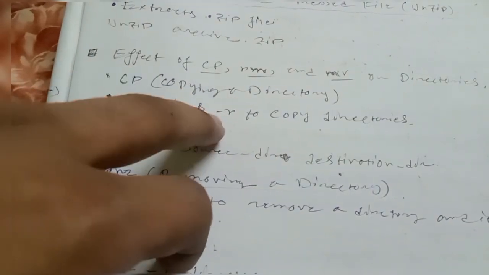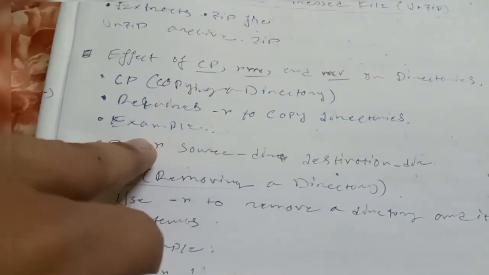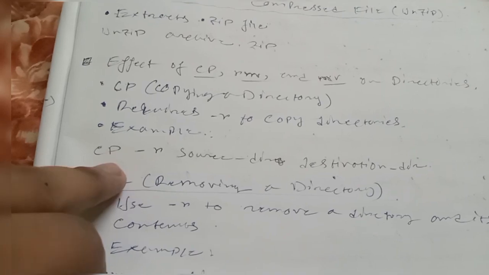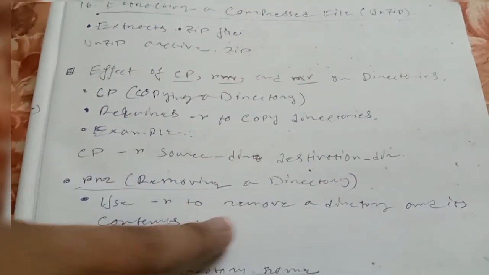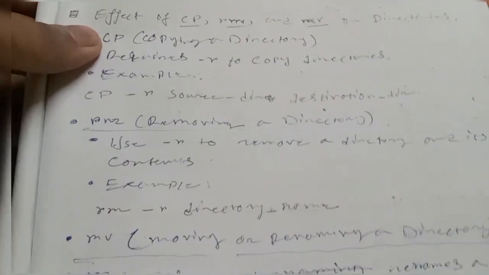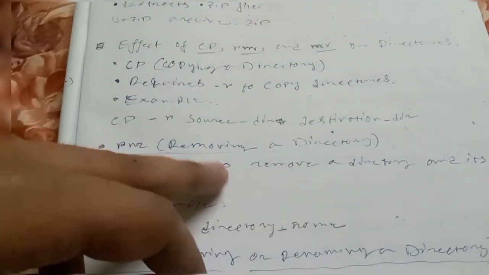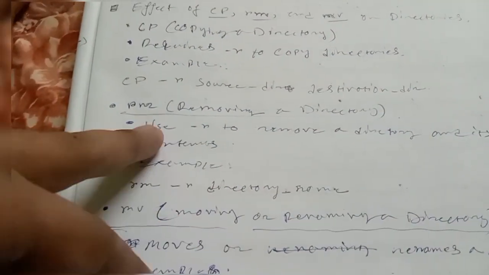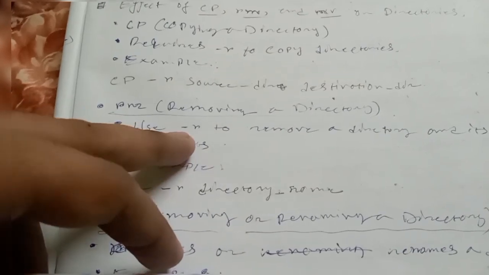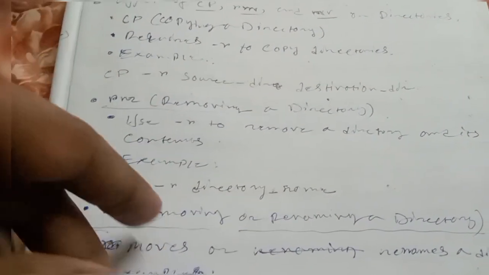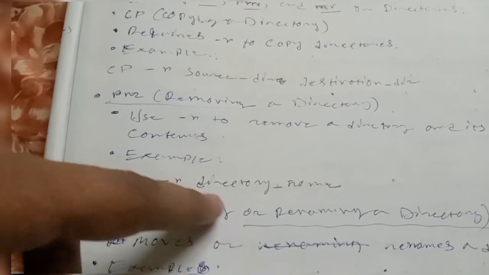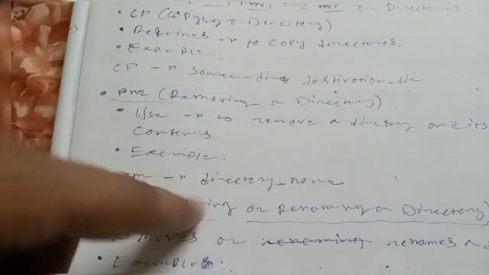Effect of cp on a directory: cp copying a directory requires -r to copy directories. Example: cp -r source directory, destination directory. Then rm removing a directory. If you want to remove a directory, as I said before, rm uses -r to remove a directory and its contents. For example, rm -r directory name, the directory you want to remove.